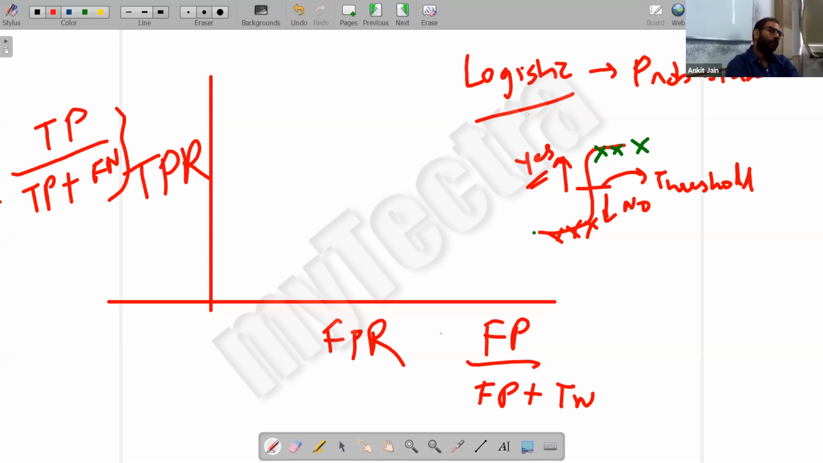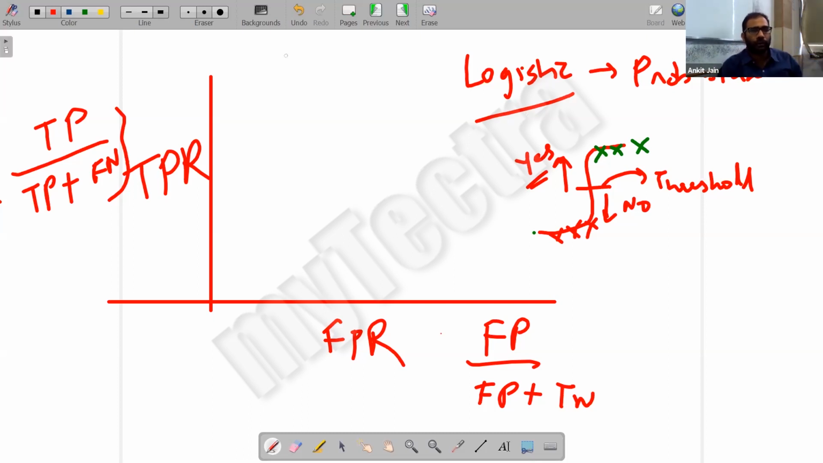True negative is predicted no and actually no. And what is false positive? FP means the model has predicted positive, but it is falsely predicted as positive. So actually it was no, but it was predicted as yes. So here we are checking how many false positives you are giving out of the total no's. FP plus TN will be the total number of no's in your sample, right? Out of that, how many were predicted as false positive.